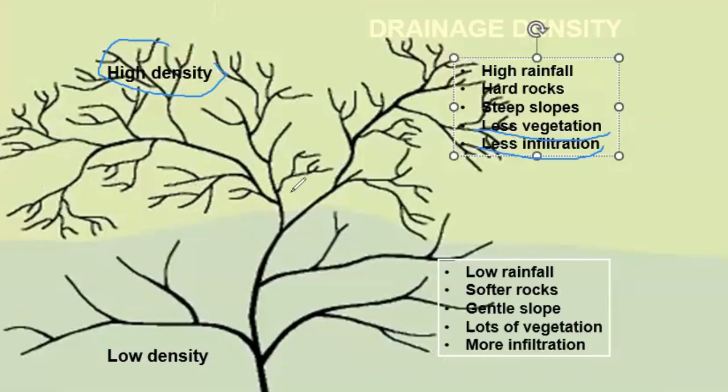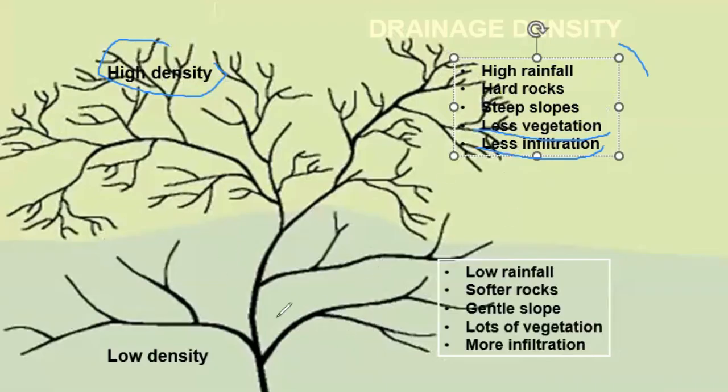The next question can be, why is the area identified above having that kind of drainage density? That means if you have identified it as a high drainage density, then you have to give reasons for why it is having a high drainage density. So these are some of the factors that you are going to apply. And that one will be maybe 2 times 2, or 2 marks for that particular area.